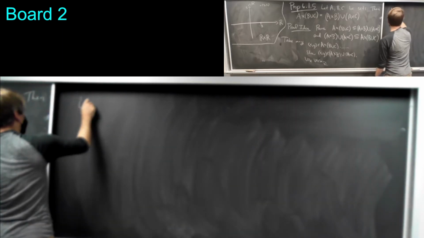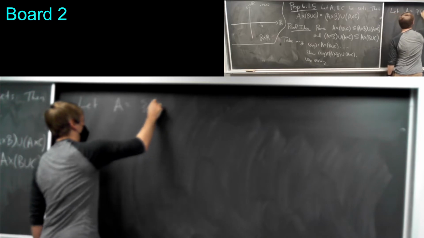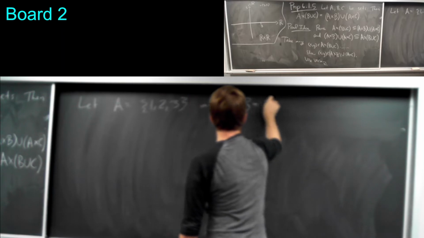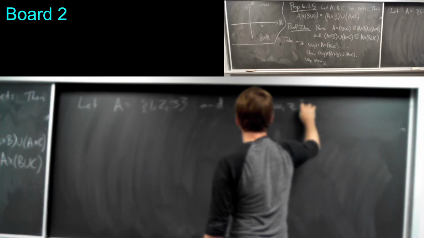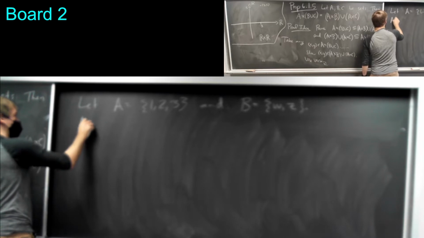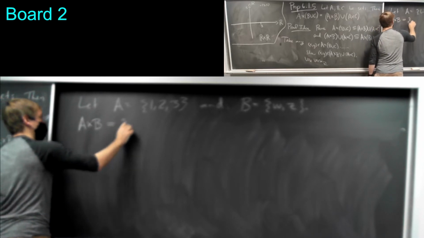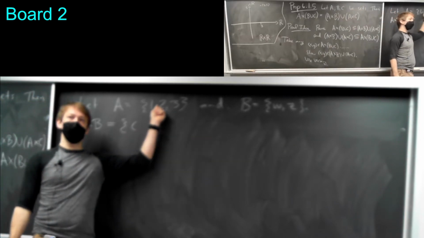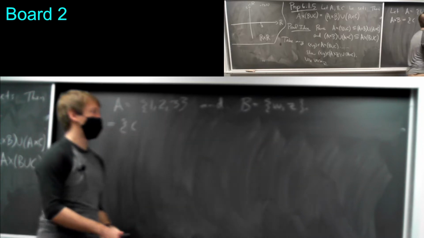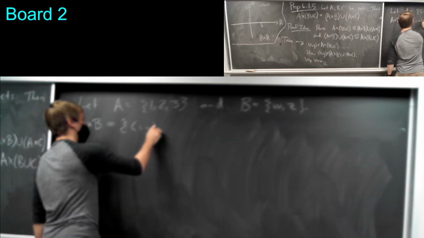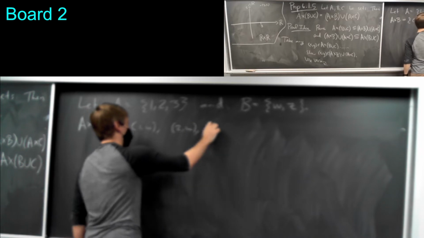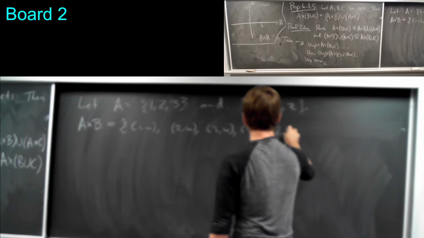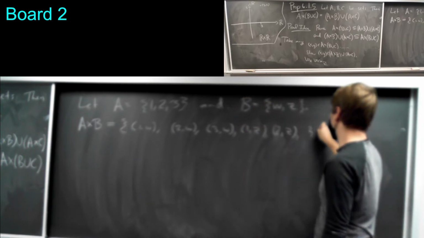So suppose A is the set containing 1, 2, 3, and B is the set containing the letters W and Z. So A cross B is going to be all the ways of taking a pair where the first one comes from here, the second one comes from here. So it's (1, W), (2, W), (3, W), (1, Z), (2, Z), (3, Z).